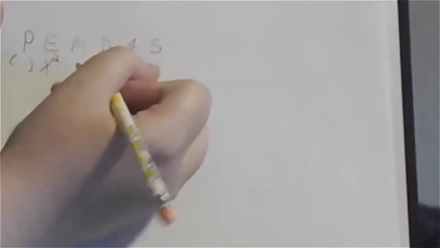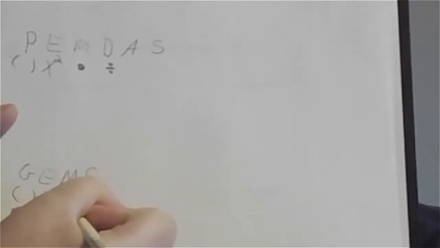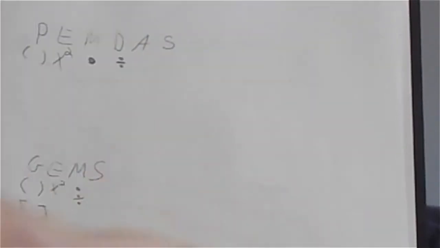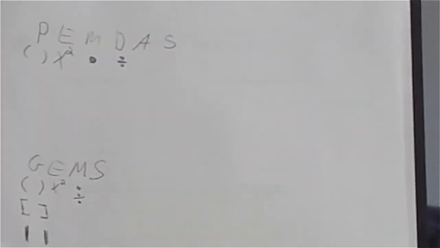Here's the thing. Multiplication does not come before division. When you read math, you read left to right. When you're done with your parentheses and exponents, you do whichever one comes first, the multiplying or the dividing. Which is why in GEMS they just put an M, because it means multiplying or dividing. It's not just multiplying then dividing, it's whichever one comes first, because they're equal, they're the same thing. Remember, multiplying is dividing, just backwards.